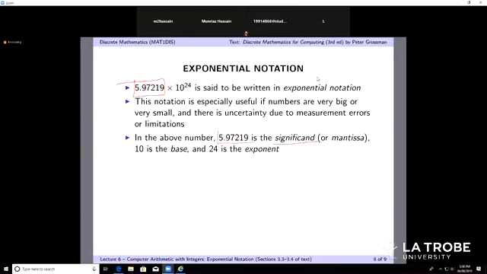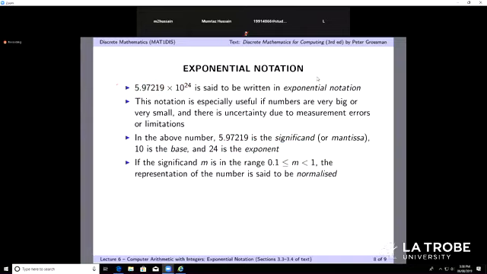Here, this number is called the significand. 10 is the base and 24 is the exponent. That is just the notation. If the significand m is in the range between 0.1 and 1, we always want it to be in this range. The significand we would store in the computer will be in this range, and this is called normalized.